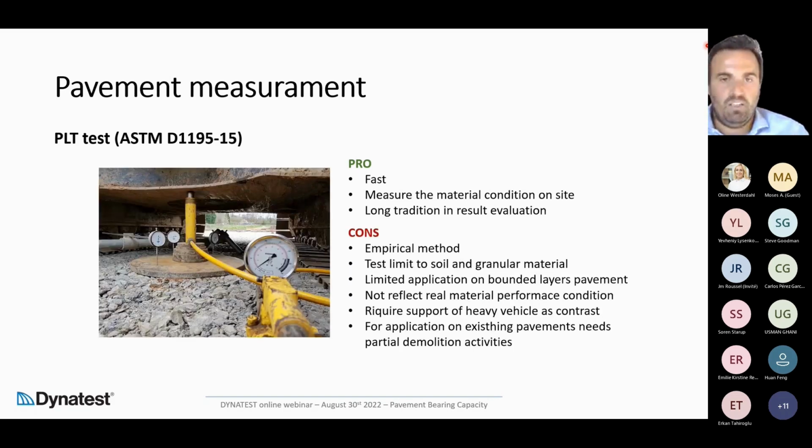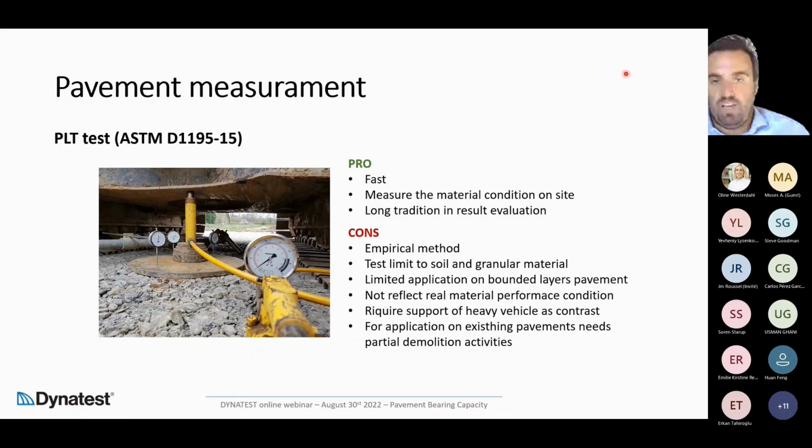The second one is the plate loading test. Again, this type of test is carried out on site and simulates a little bit better what happens in real life. The positive points are that the test is quite fast, not too fast, but very good because it measures the material condition on site. So we measure the material in the same condition as the real traffic application. And of course, there is a long tradition in result evaluation.